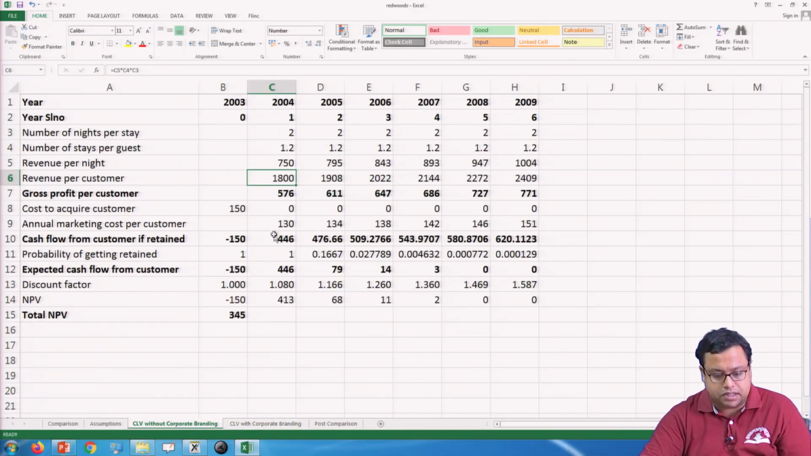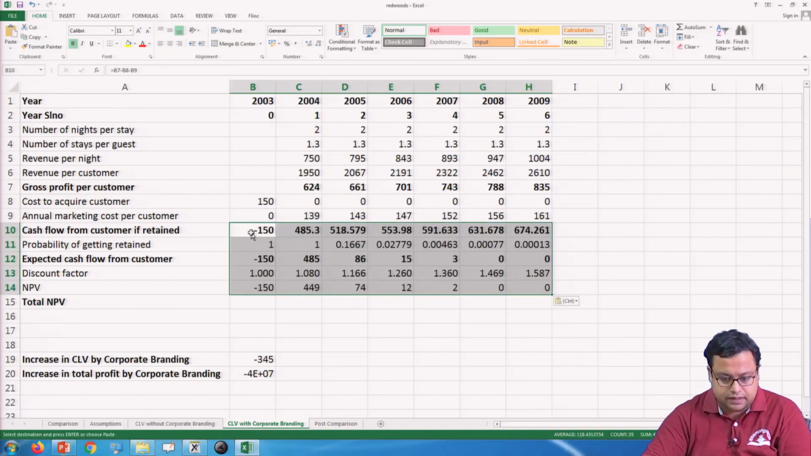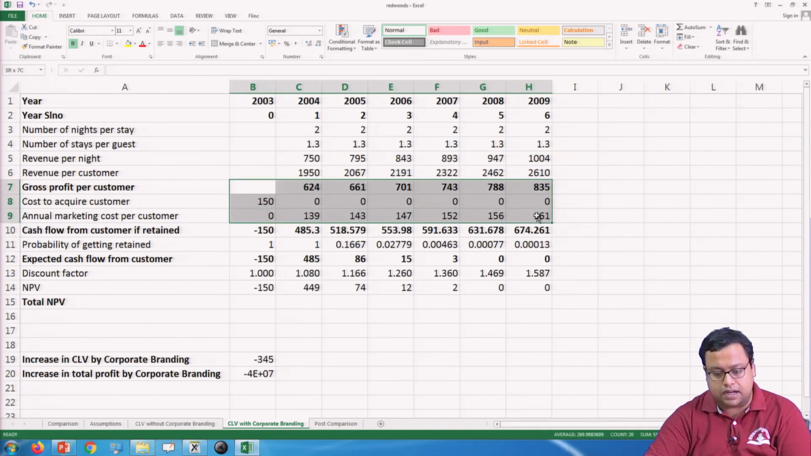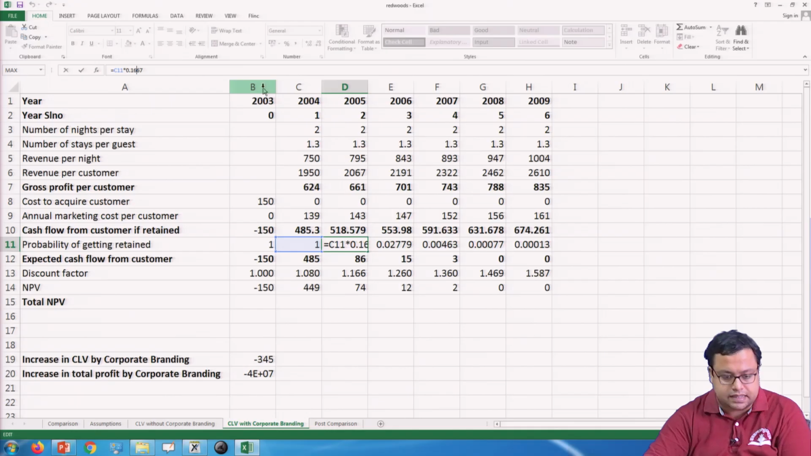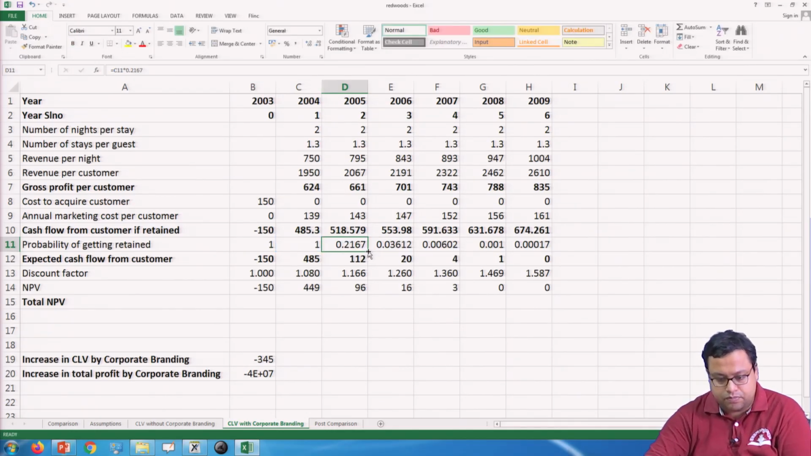So, what is the retention? If I just copy these values and paste it here, these are the values basically. This is nothing but 624 minus 0 minus 139. This is nothing but 661 minus 0 minus 143. These values are rounded up here, and this is not rounded up, that is why it is coming like this, but actually these are the values I got. And what is the probability of getting retained? Instead of 16.67, this should be 21.67%. So, that improved.